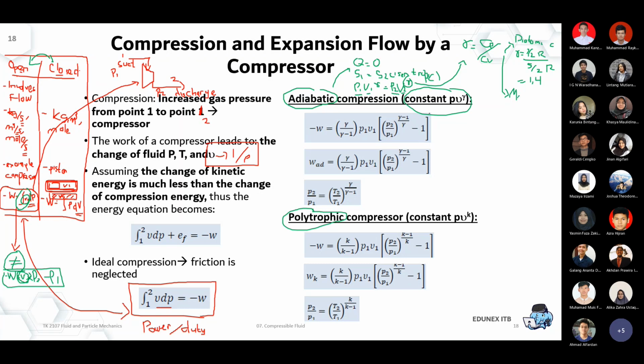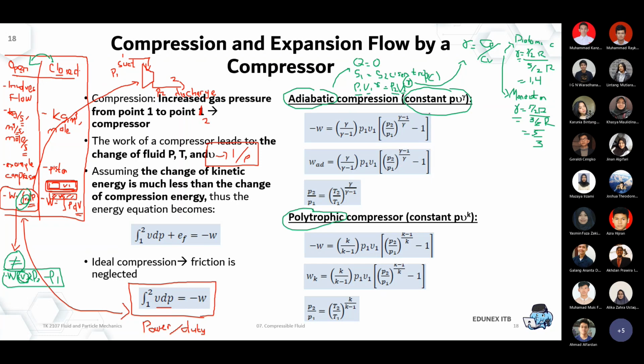For monoatomic gas, such as helium or any other group 8A gas, helium, neon, argon, and so on, gamma becomes 5/2 R per 3/2 R, so your gamma becomes 5 per 3. So now you know your gamma in every different application of gas compression. You know the P1 and P2, and then the ratio of volume change can be calculated very quickly.